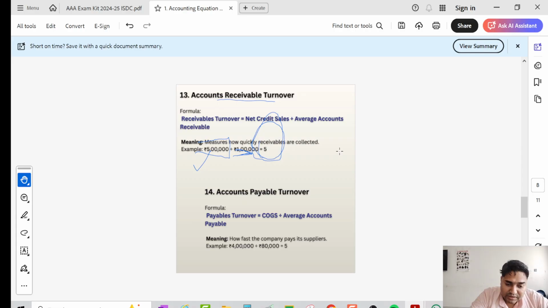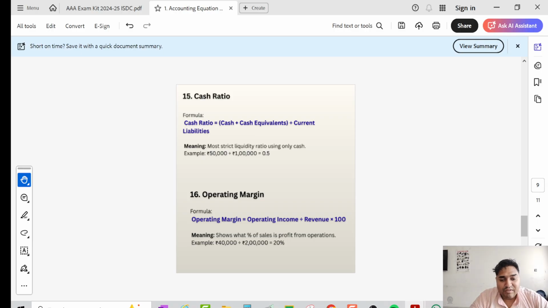our customers. The vice versa of AR turnover is AP turnover. Here we are paying. So total credit purchases against the average AP, or cost of goods sold divided by average AP. In my example, 400,000 is the total current period cost of goods sold against the 80,000 of AP. It means the ratio is 5. It shows how fast we are paying our payments.